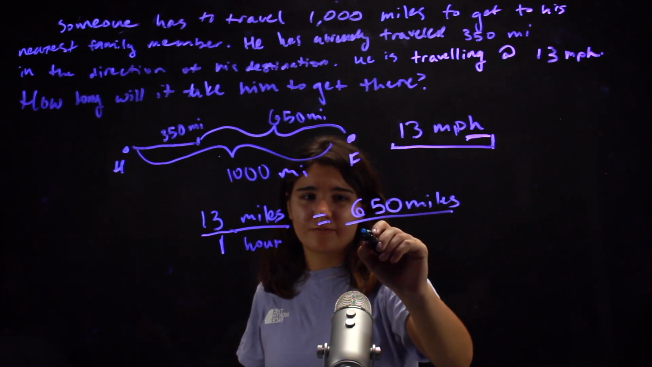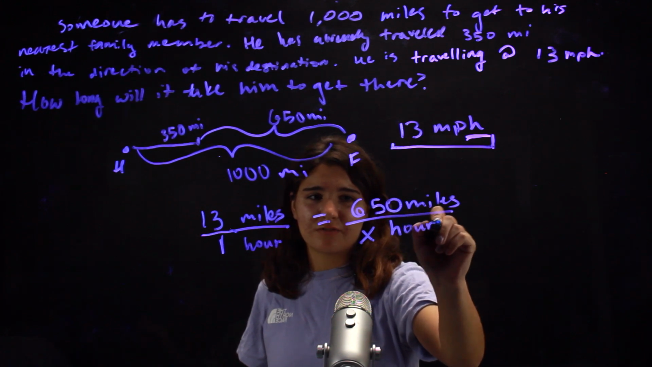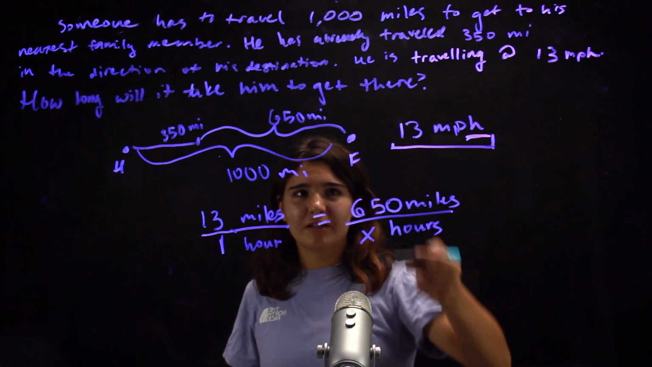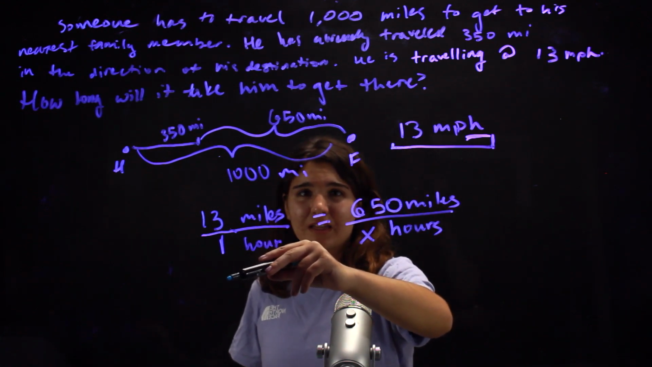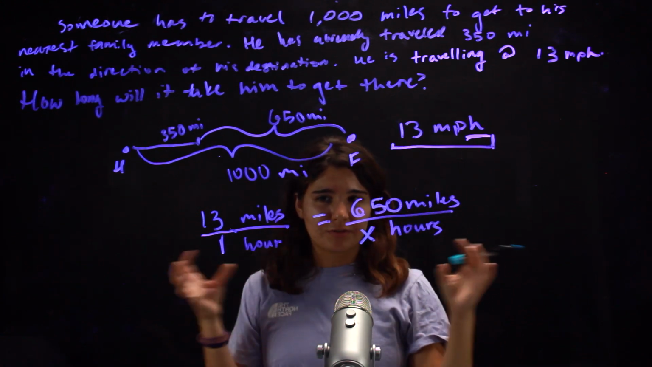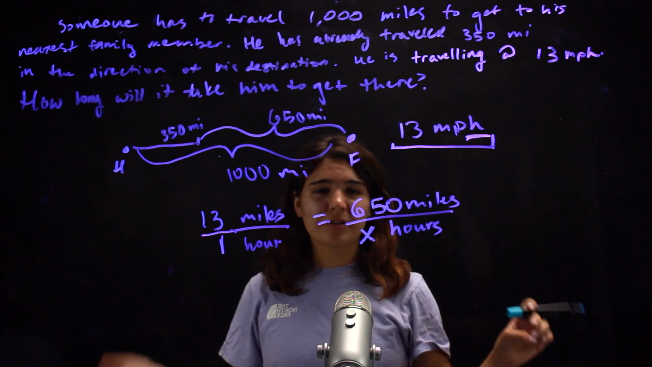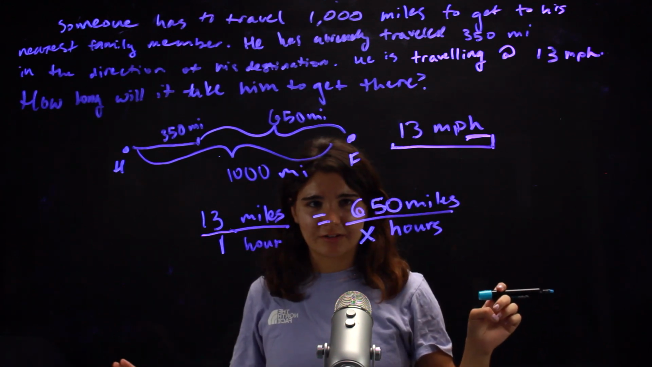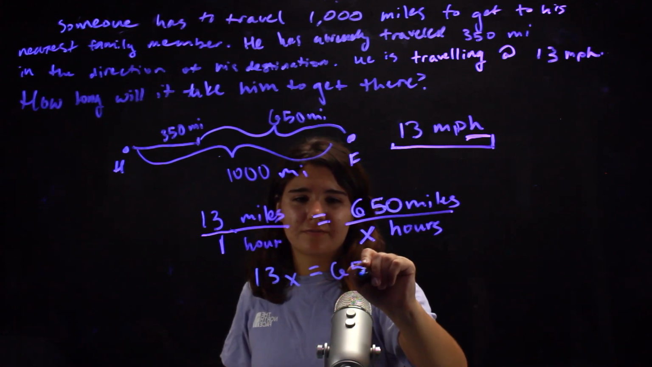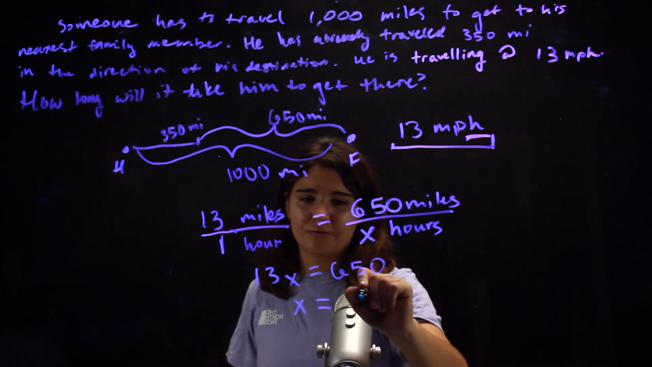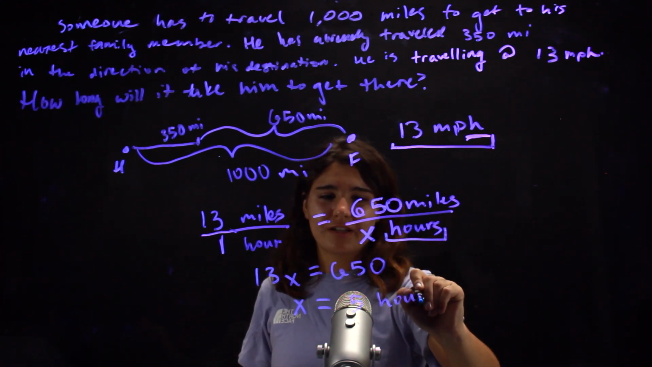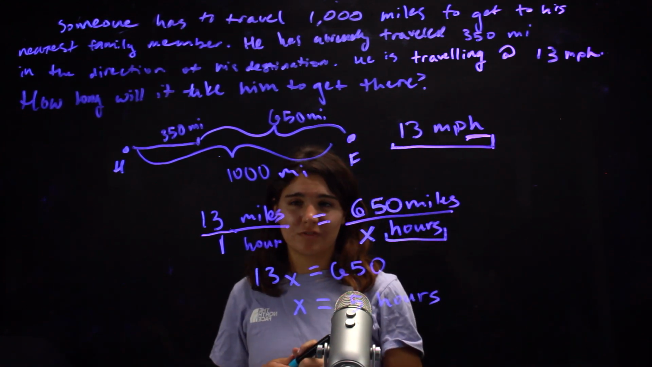And what we're looking for is how many hours it's going to take for him to get there. And we got that from just looking at the variables, right? If he's traveling 13 miles in 1 hour, and he needs to travel 650 miles, then how many hours is he going to do? So we're relating those two things. Now it's a very simple fraction kind of solving, right? We can cross multiply, we can do 13x is equal to 650, and we get x is equal to 5. But what's the unit for that? Yes, hours. So it's going to take him 5 hours to travel 650 miles.